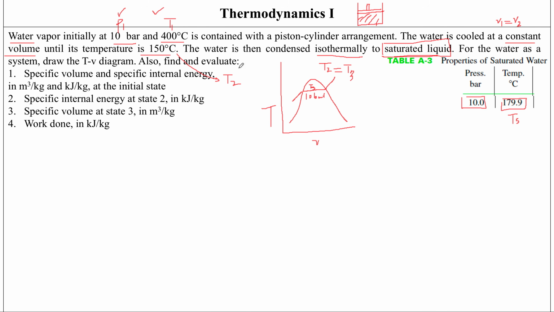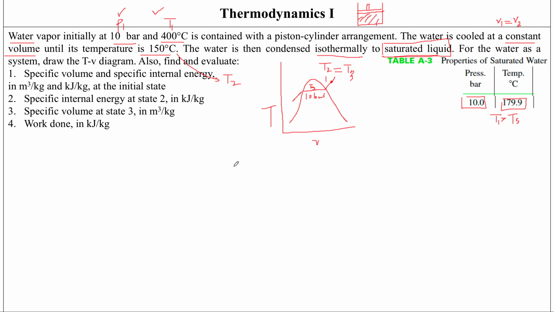If the given temperature is lower than Ts, then I'm in this region. If the given temperature is equal to Ts, then I'm in this region under the dome. If the given temperature is higher than Ts, then I'm in the superheated vapor region. So right now what I see is that T1 is greater than Ts. So I've identified that my state 1 is somewhere in this region, and so water is a superheated vapor at state 1.